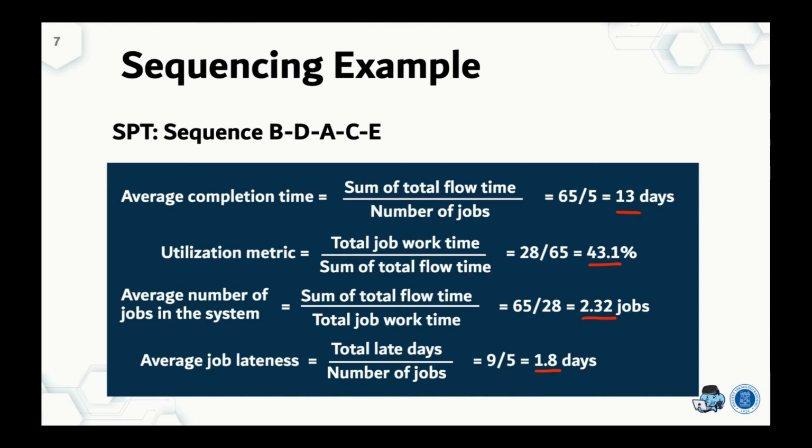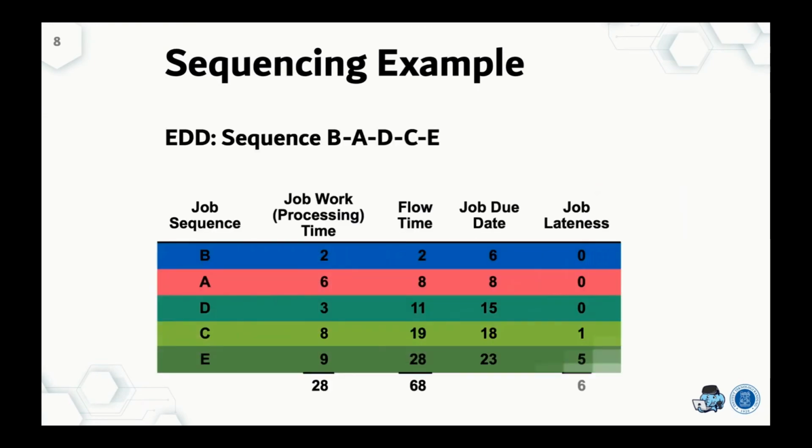As we can see, in general, in terms of lateness, it is better using this SPT rule. The next sequencing rule is earliest due date. Having the earliest due date, we should make it the priority first. So it results in this sequence. B has the due date of 6, A has a due date of 8, and D 15, 18, and 23.